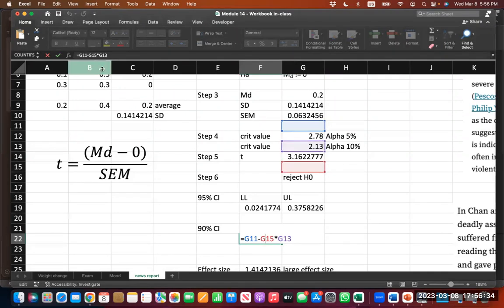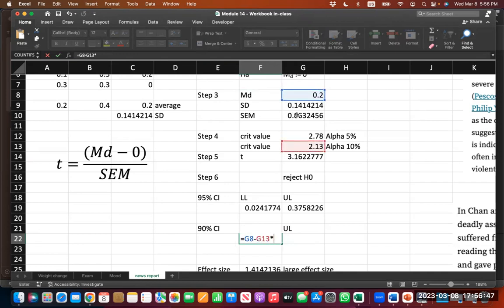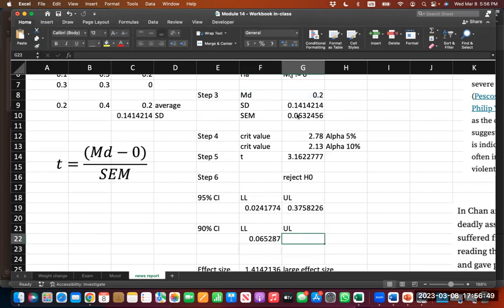You have G11, that's your mean difference. Let's calculate here. We have the mean minus 2.13 multiplied by the standard error of the mean. And the upper limit is now the mean plus 2.13 multiplied by the standard error of the mean. So you have 0.07 to 0.33.